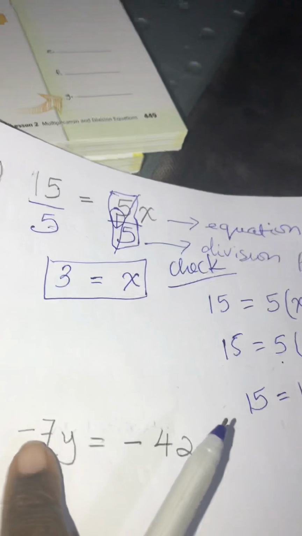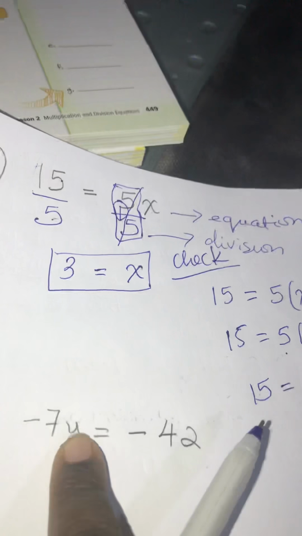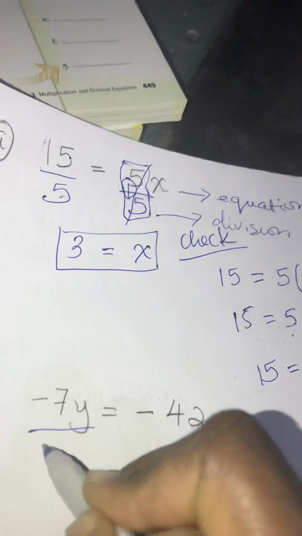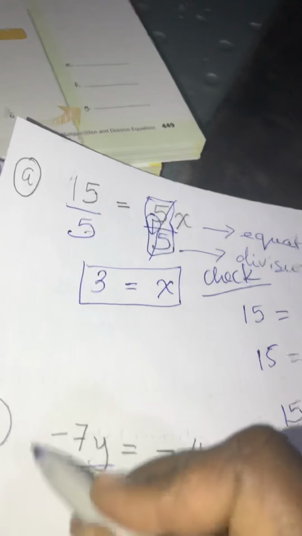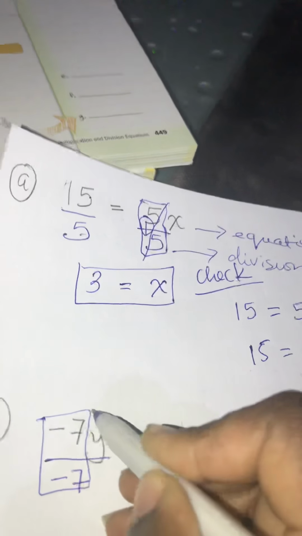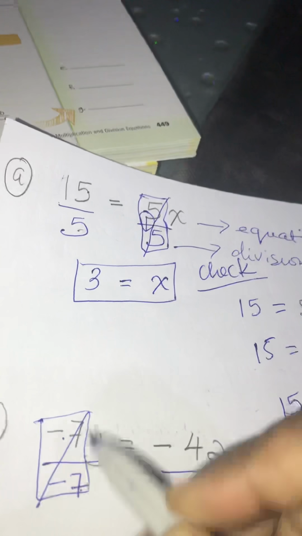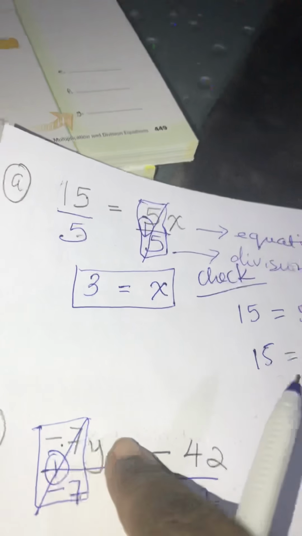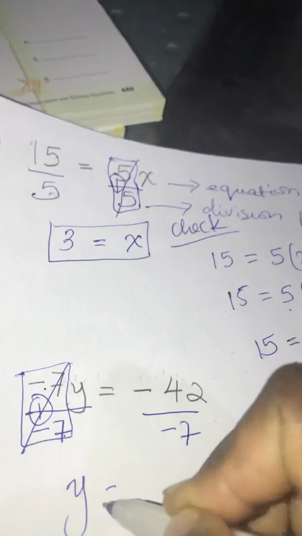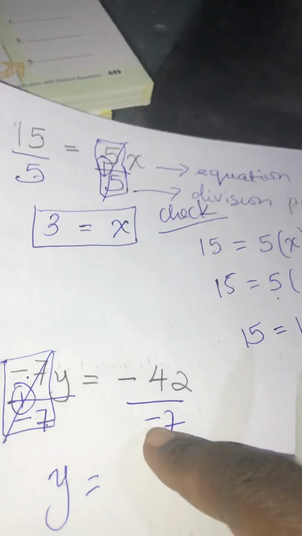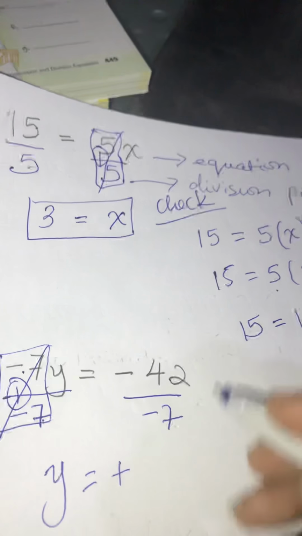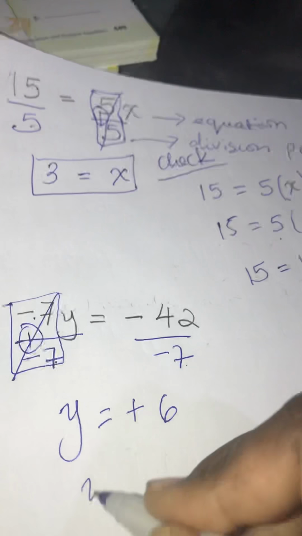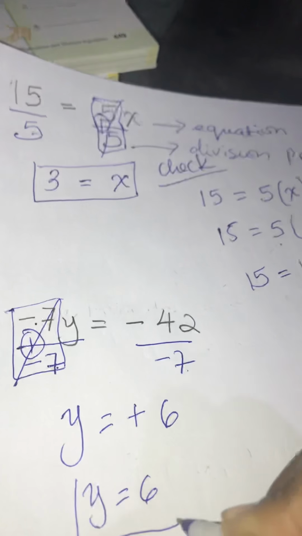Okay, so I start on this side. I am multiplying negative 7 with y. So that means I'll do the opposite. I will divide both sides by negative 7. This will go away because negative 7 divided by negative 7 is 1. 1 times y is y. A negative divided by a negative is a positive. So 42 divided by 7 is 6. So my answer is y equals 6.